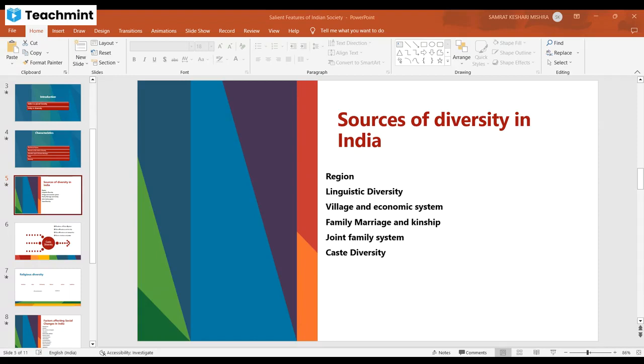Then is family, marriage and kinship. Family is the very basic of society, one of the foremost and indispensable units in Indian society. It happens to be assumed that all families are like the ones we live in. No other social institution appears more universal and unchanging than family.